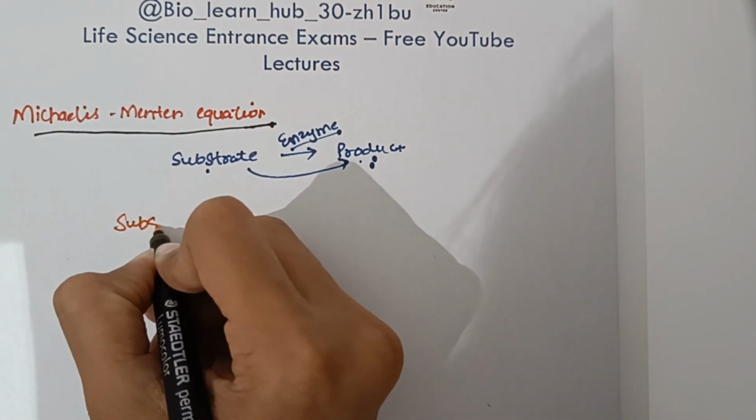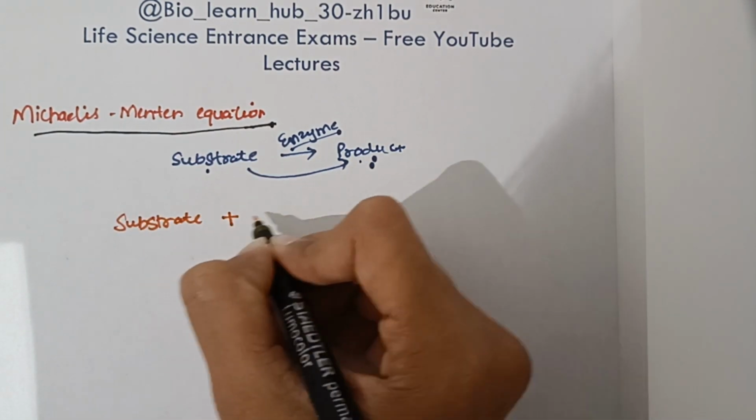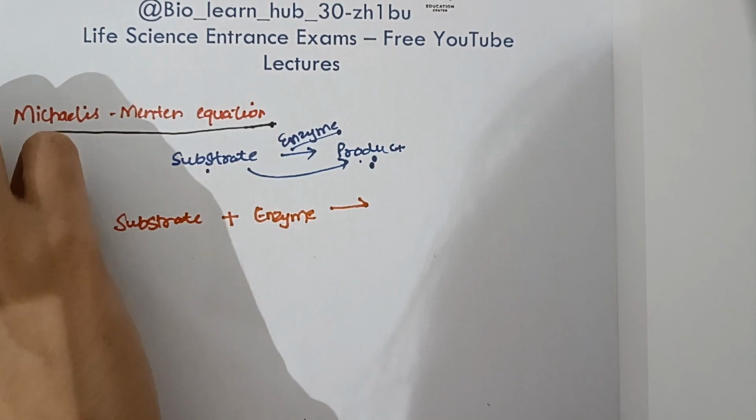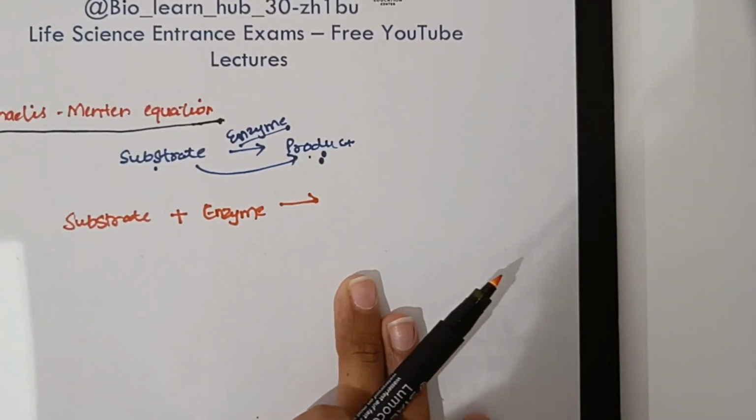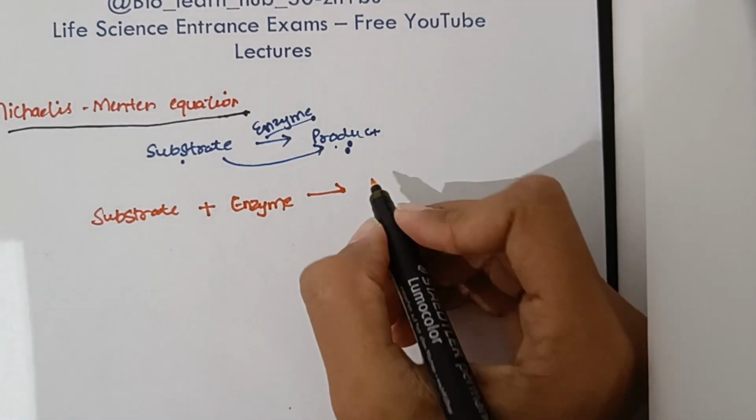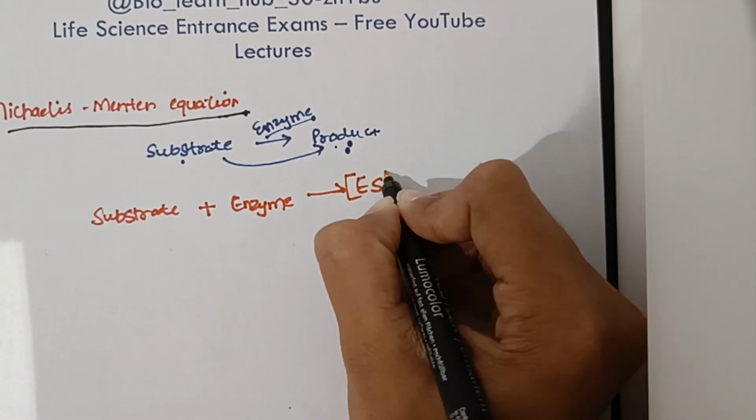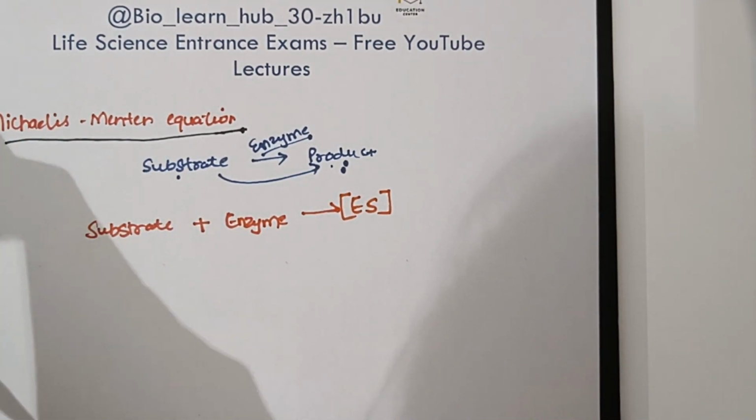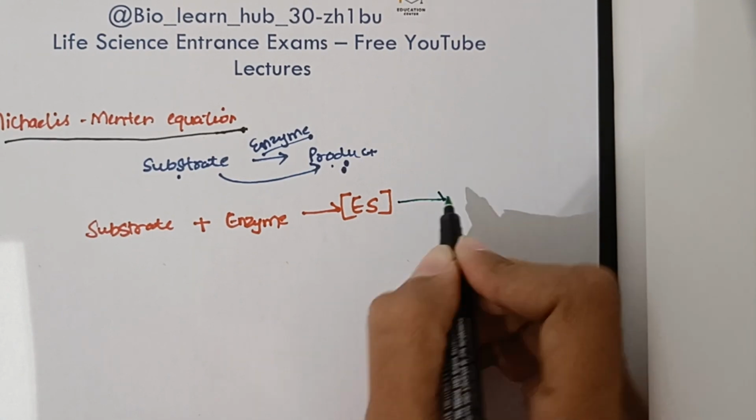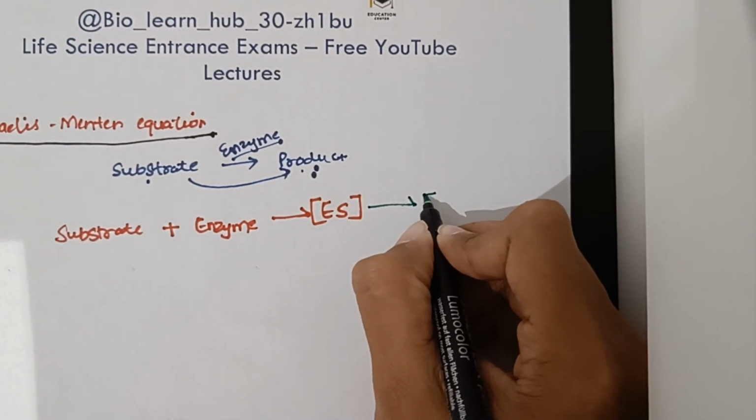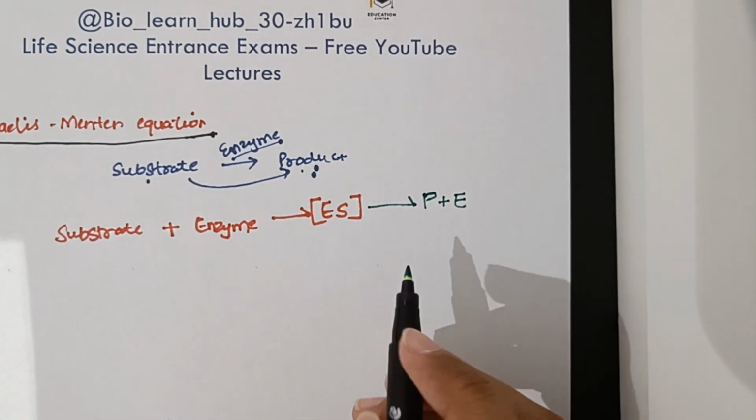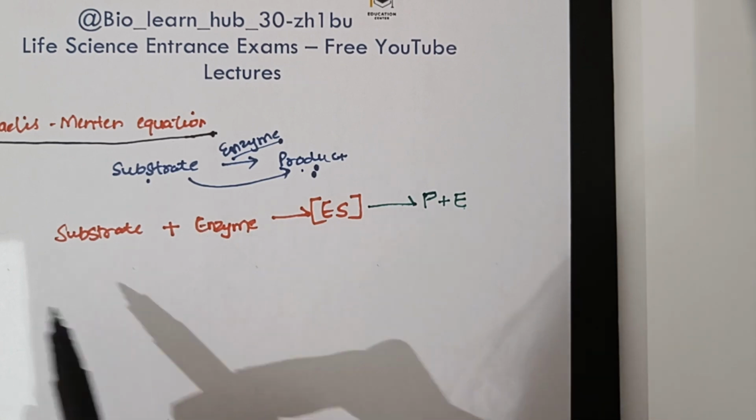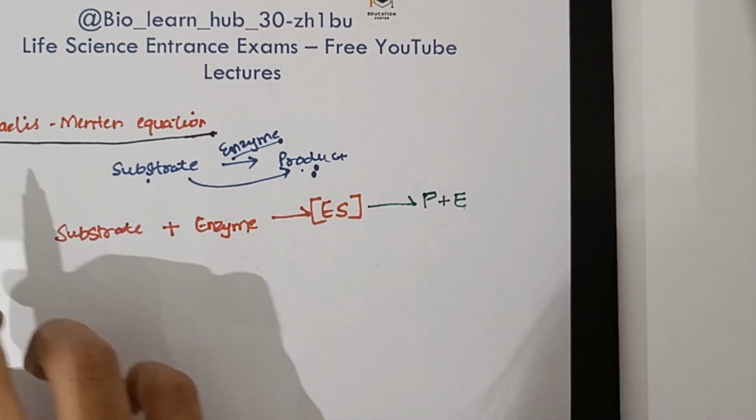Suppose you have a substrate, and then an enzyme comes. This enzyme binds to the substrate and forms a complex which is called the ES complex, the enzyme plus substrate complex. Then this complex gets converted to the product and the enzyme is released. So the enzymes are never used up in this reaction. They are always released to bind to another substrate and continue the reaction.